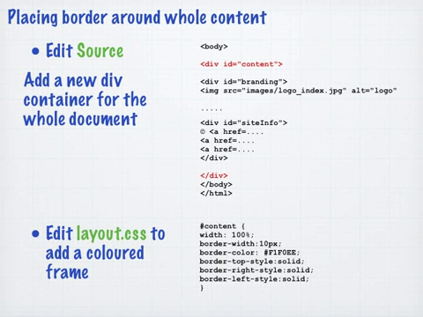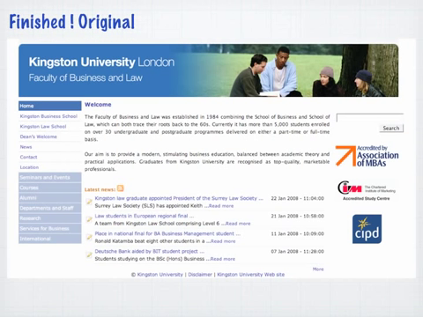And then down the bottom, you can see inside the layout.css file, we add something that just gives us that little coloured frame. And that was what was in the original design, so I've tried to recreate that. You can see I've set the border top, right and left style solid, just giving it a colour and a little bit of width there. And so that's what we've got.